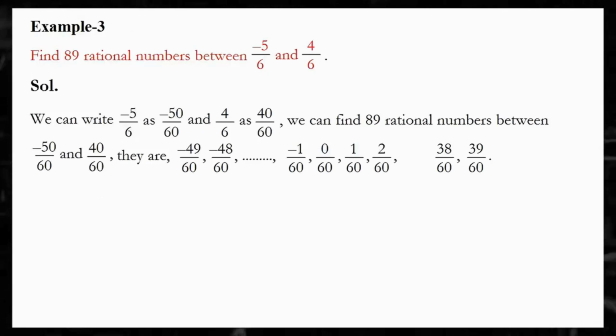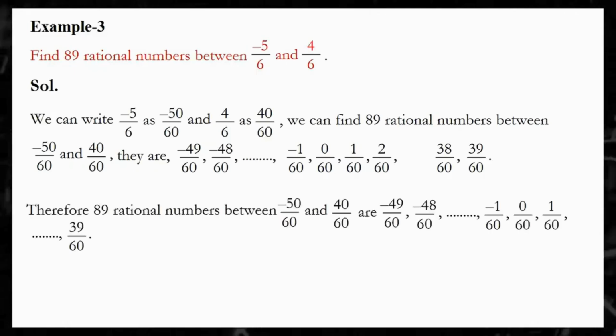Solution. We can write -5/6 as -50/60 and 4/6 as 40/60. We can find 89 rational numbers between -50/60 and 40/60. They are -49/60, -48/60, and so on till -1/60, 0/60, 1/60, 2/60, and so on till 38/60, 39/60.